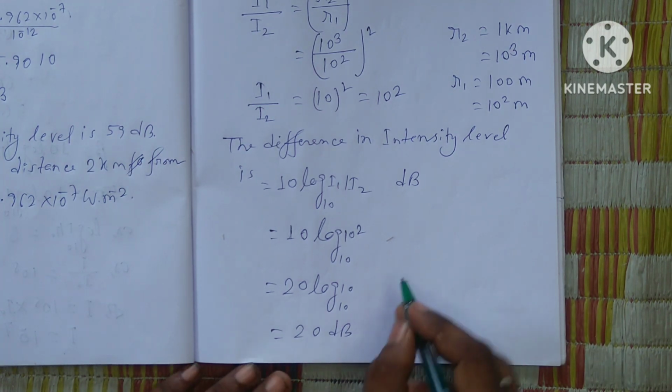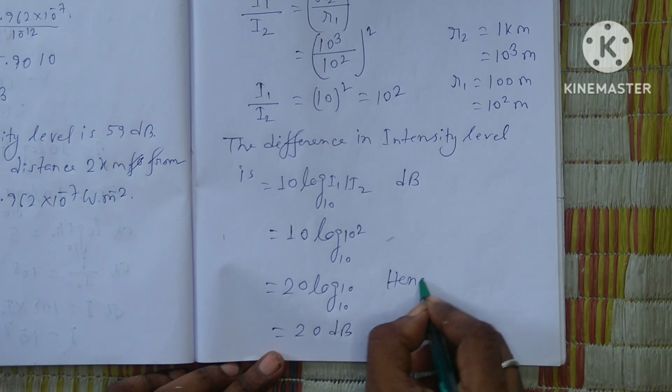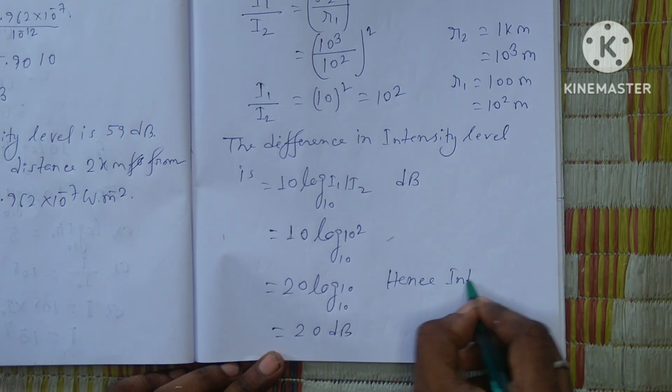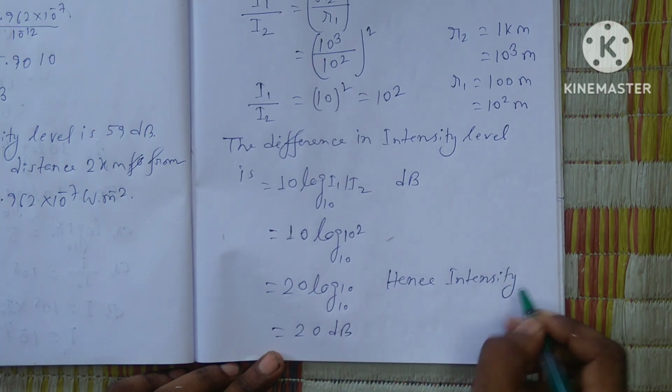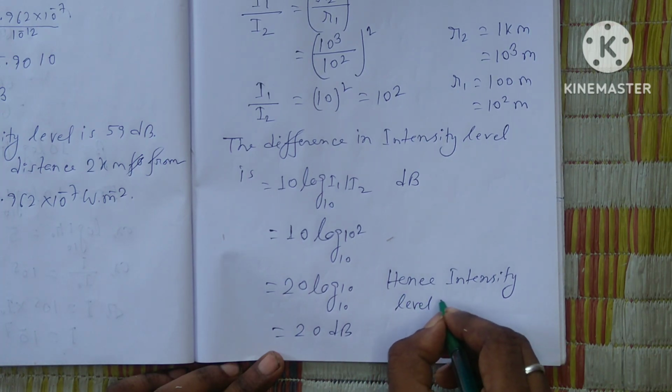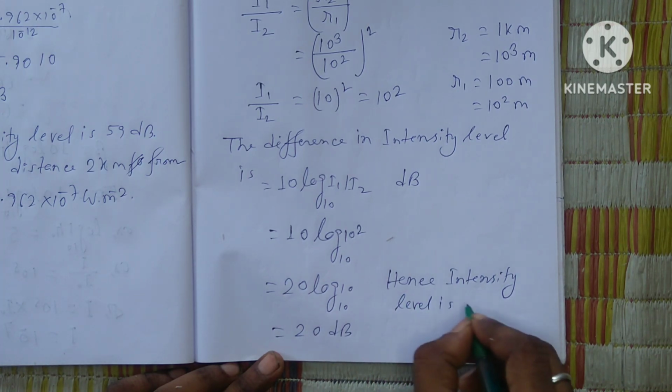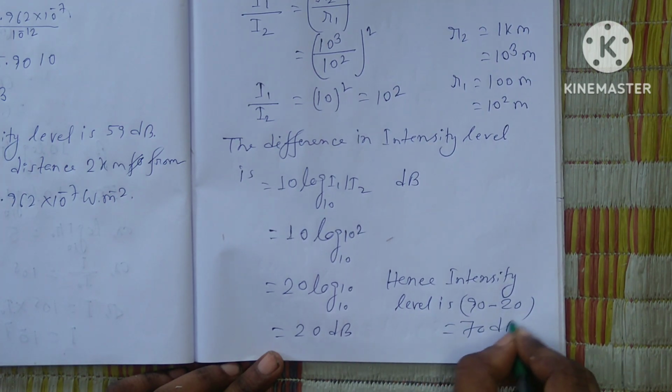So the intensity level, hence, that is 90 minus 20, that is 70 dB.